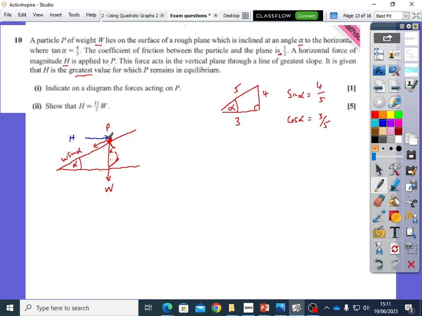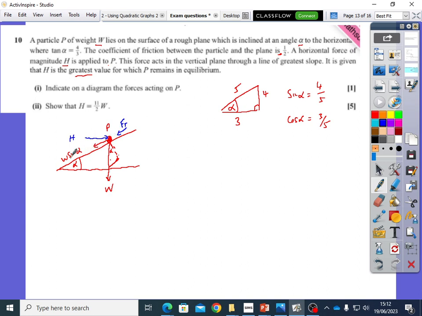Okay, and also it says friction. Now it does say that the force acts on the particle through a line of greatest slope. It is given that H is the greatest value, so that's really exerting a lot, on the verge of pushing it up. So if it's on the verge of maximum pushing it up, then we would also have friction. We'll put an arrow coming down. Friction will also be coming down the slope from here.